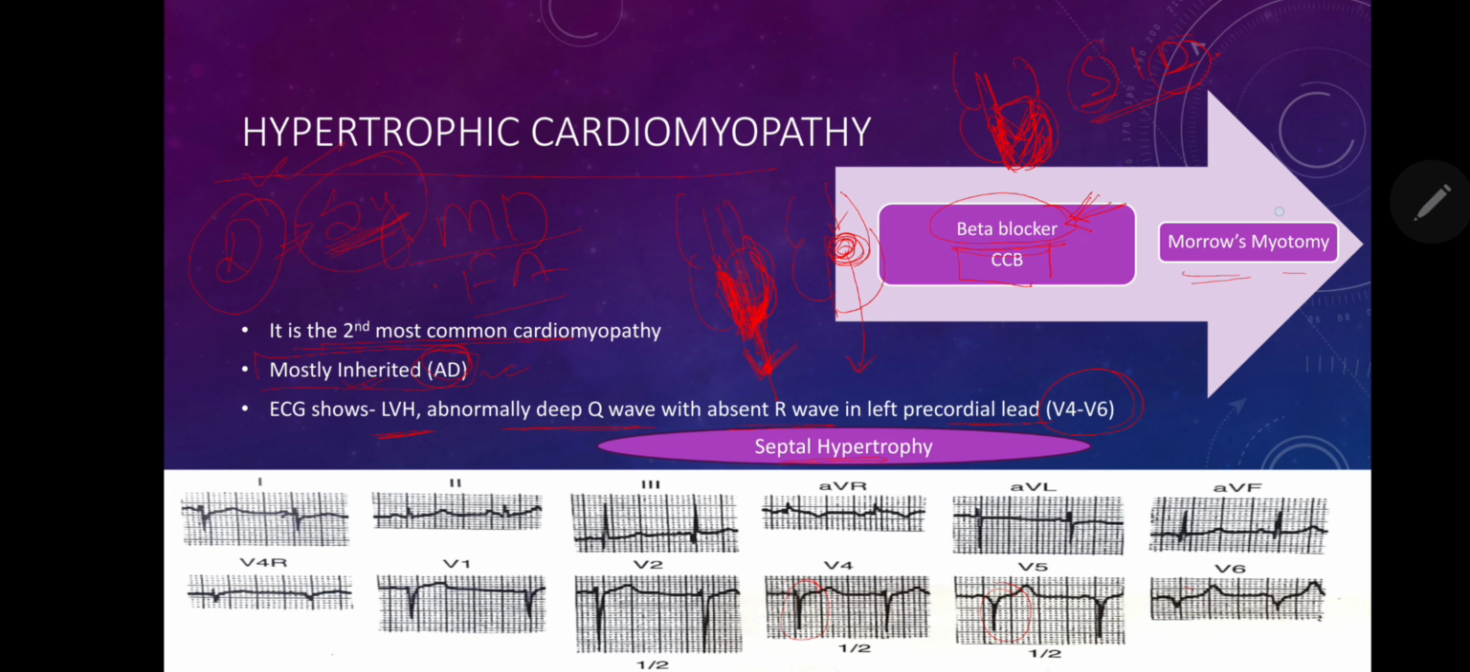treatment of choice. And if there are features of heart failure, because only a small amount of blood enters into the heart, there is a backflow, and there are features of heart failure. So in hypertrophic cardiomyopathy, if there are features of heart failure, we can judiciously give digoxin.